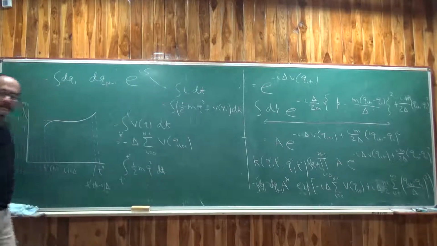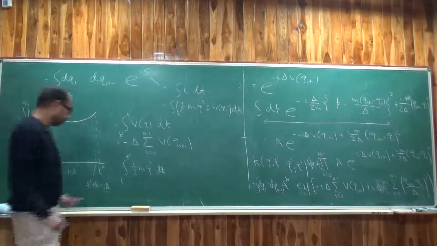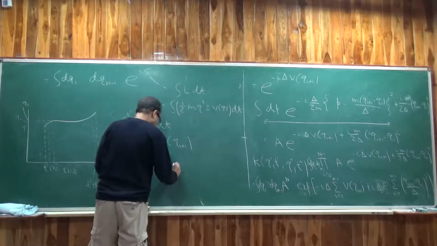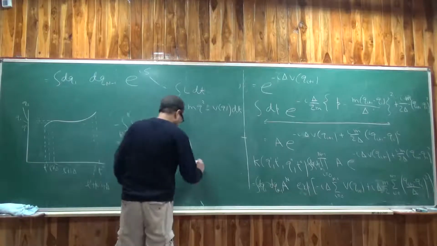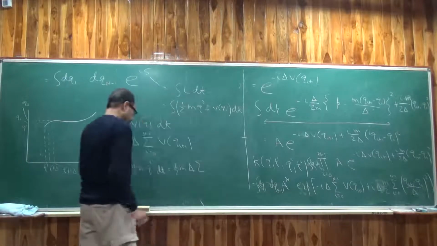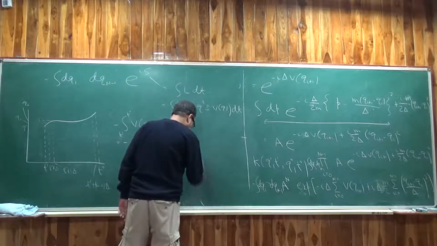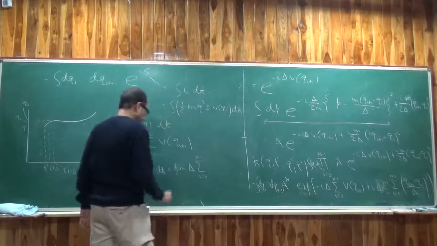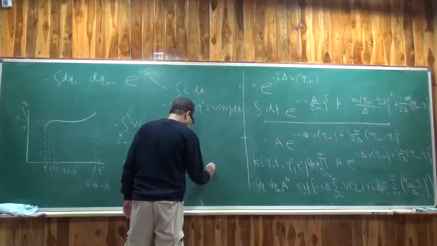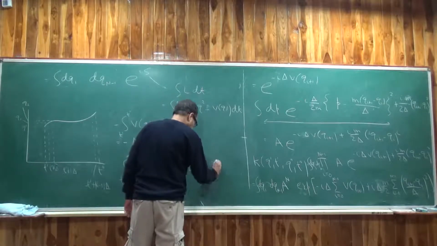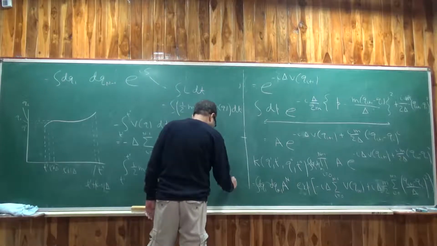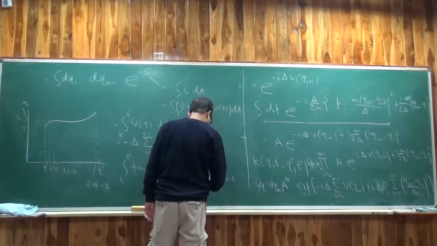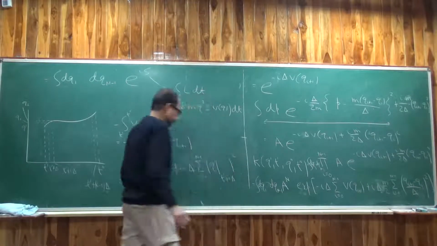Okay, so now let's try to calculate this. Again, write it as a sum. So delta, first half m times delta, sum i equal to 0 to n minus 1, q dot at t prime plus i delta, squared.